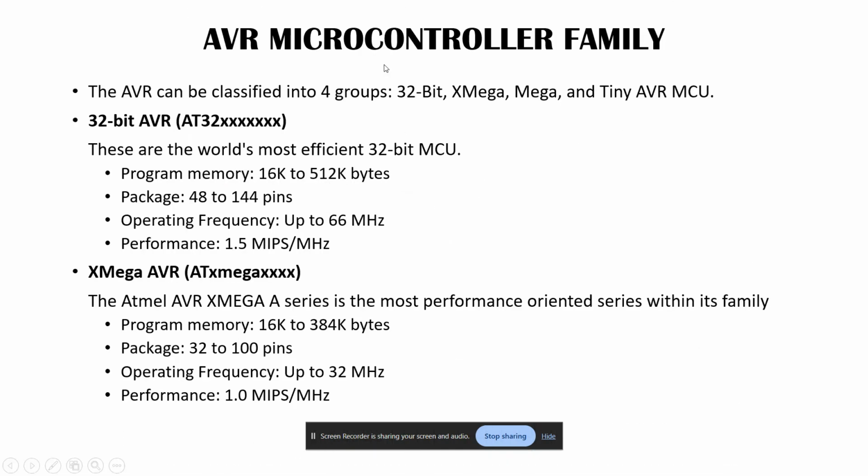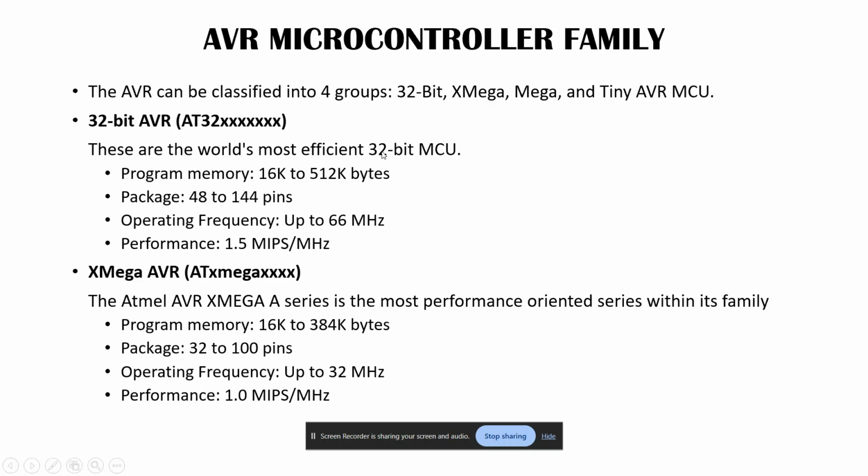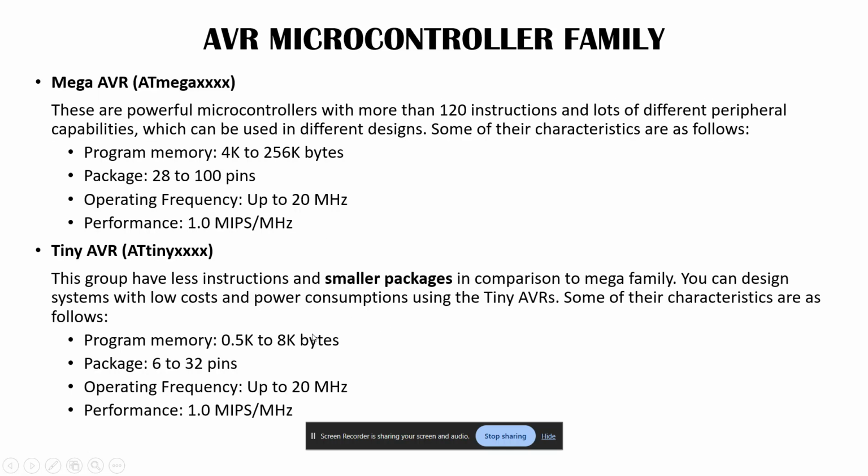Now moving toward the AVR microcontroller family. 32-bit: they are almost the most efficient 32-bit MCUs. Program memory is 16K to 512 kilobytes, while packaging means they have 48 to 144 pins. Frequency is up to 6 megahertz. That's the best one, and performance is 1.5 MIPS per megahertz. This is the Atmel AVR XMega. It's not too much in performance. The upper one was better than this one.